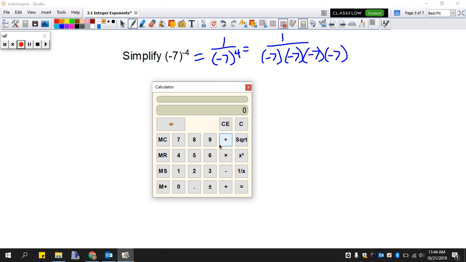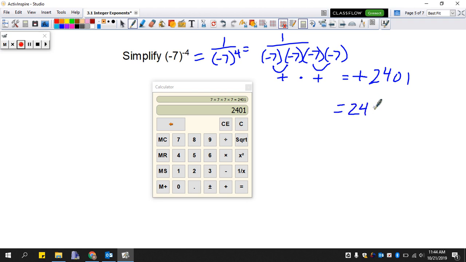And make sure that you look at this. Negative times the negative is a positive. Negative times the negative is a positive. Positive times the positive is going to be a positive number. So we don't need to worry about plugging the negatives in. So we're just going to go 7 times 7 times 7 times 7, and it's going to be a positive 2,401. Or we normally don't put that positive sign in there, so it'd just simply be 2,401.